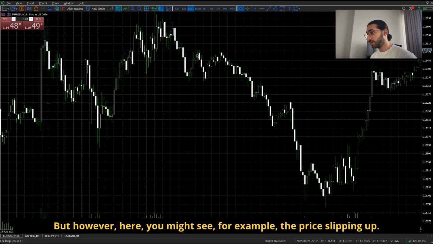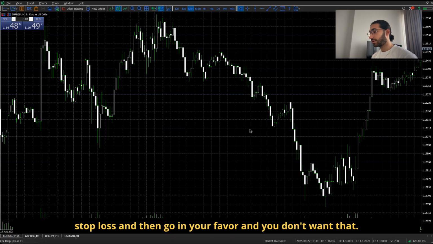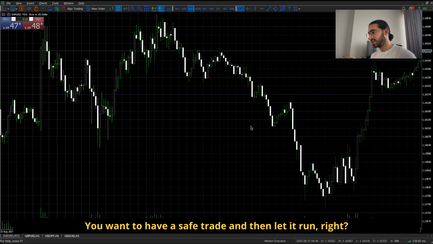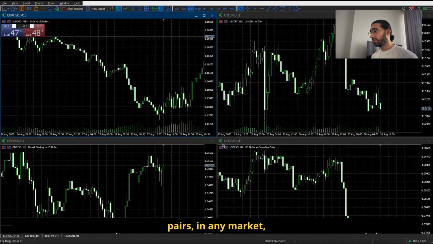However, here you might see, for example, the price slipping up, and if you put your stop loss here, you could be taken out. So the price could reach your stop loss and then go in your favor, and you don't want that. You want to have a safe trade and then let it run, right? So I think these are good examples, and I can go on and on in any pair, in any market, in any type of financial product, in any asset. Look, it's the same rule everywhere.